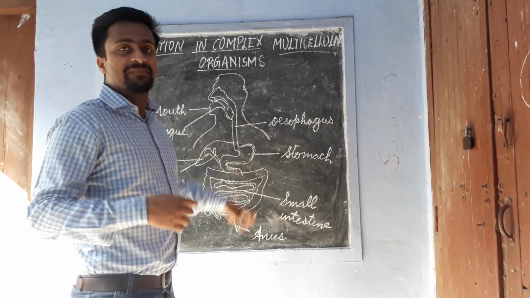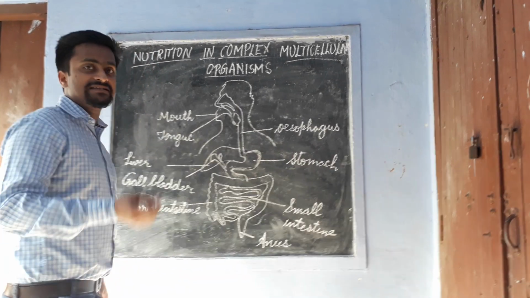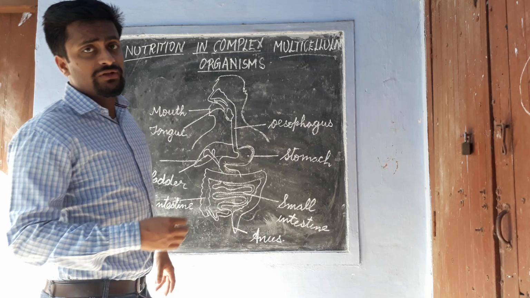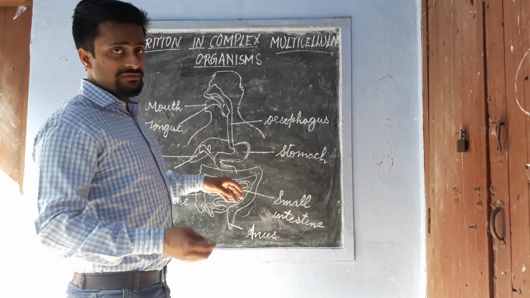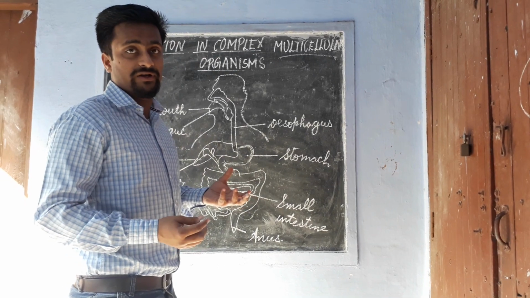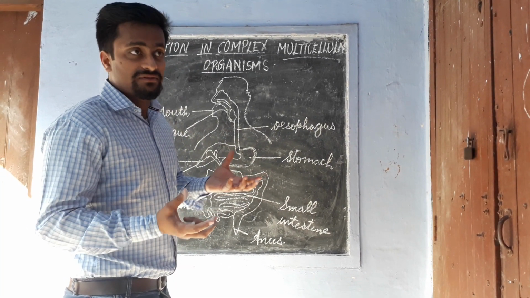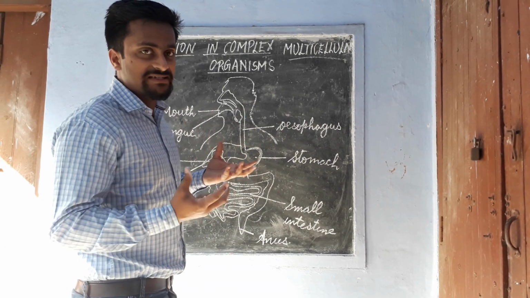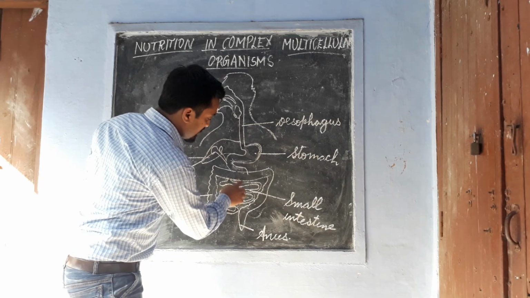Now third is the pepsin enzyme. So this pepsin enzyme breaks down the proteins which are present in the food. Now this semi-digested food is converted into semi-liquid food. So this semi-liquid food is called bolus. So the bolus enters into the small intestine.